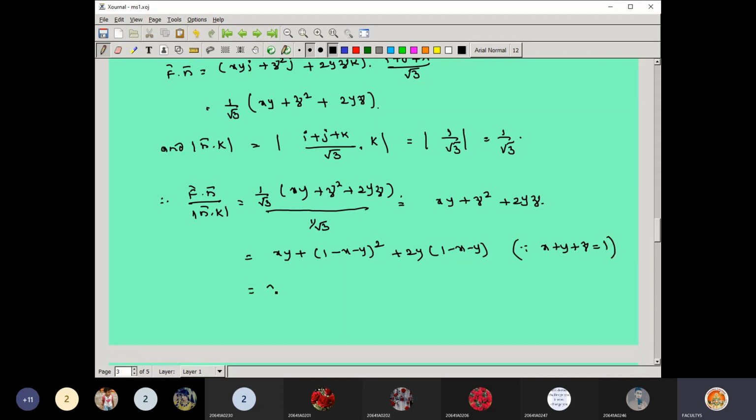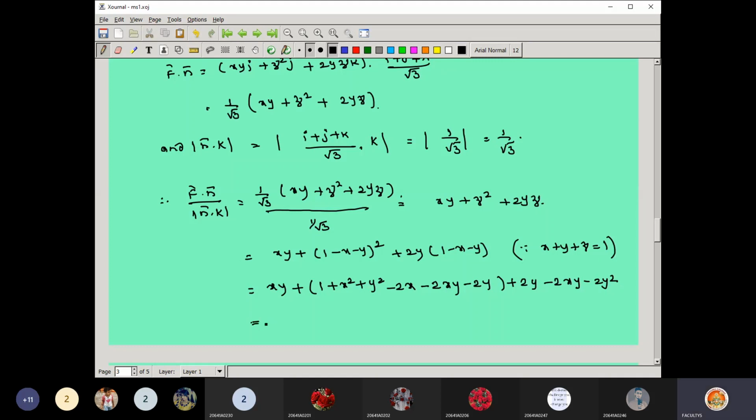Do the simplification. xy plus, the square expands as a square, which is 1, plus b square, which is x square, plus c square, which is y square, plus 2ab, so minus 2x, plus 2bc, minus 2xy, plus 2ac, so minus 2y. Then plus 2y direct multiplication, minus 2xy, minus 2y square.